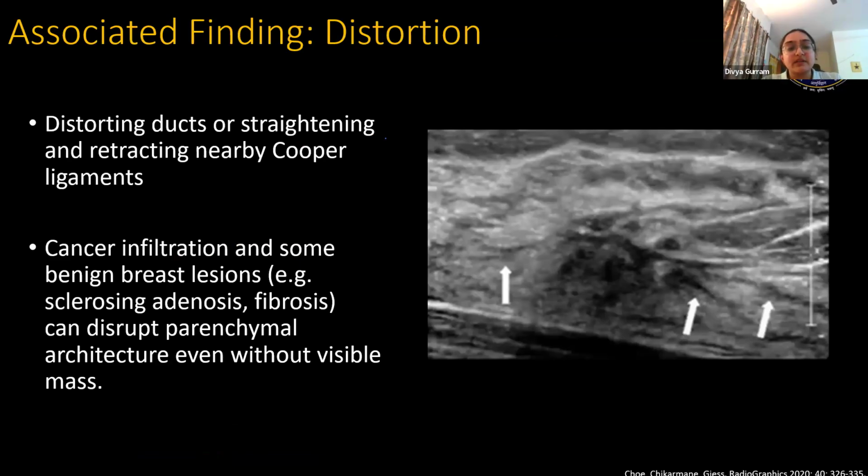It can also occur in certain benign breast lesions, especially sclerosing adenosis, as well as in fibrosis. This can disrupt the parenchymal echotexture without any visible mass, as seen in this image, where you can see this indistinct non-mass lesion, but very obvious architectural distortion in the form of these radiating linear hypoechoic lines that we're seeing here.